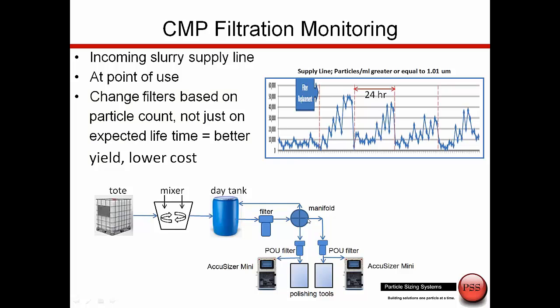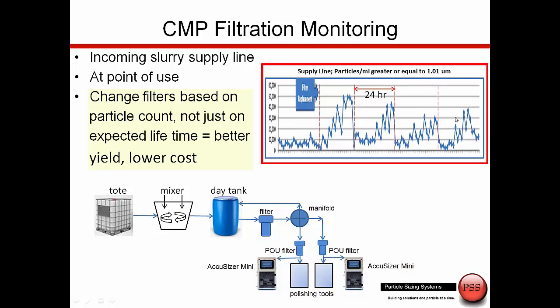And how do we know when to change these filters? That's one of the uses of online particle counting, is rather than just changing the filters just because it's Friday morning, let's actually track the particle count, and that's what we see here, particle count as a function of time. And let's replace the filters based on when we actually see the increase in large particle count. By using an online system here, we're not only reducing the number of scratches on the wafer, but we're also optimizing our use of the filter, and since these filters aren't free, it also optimizes the expense of them.